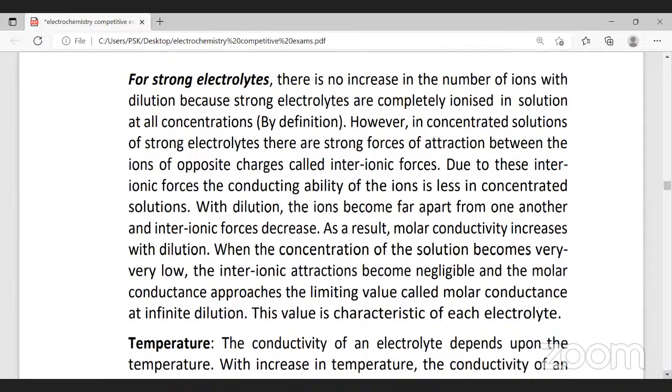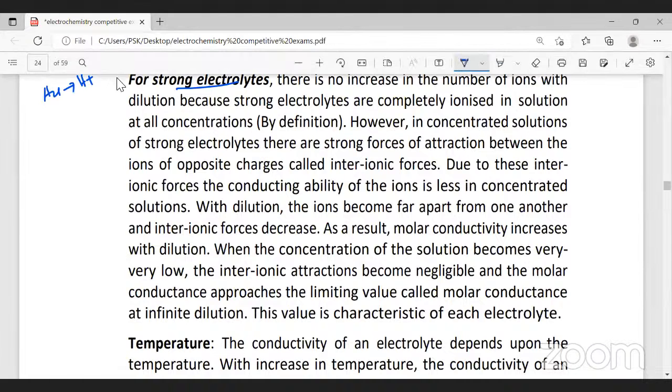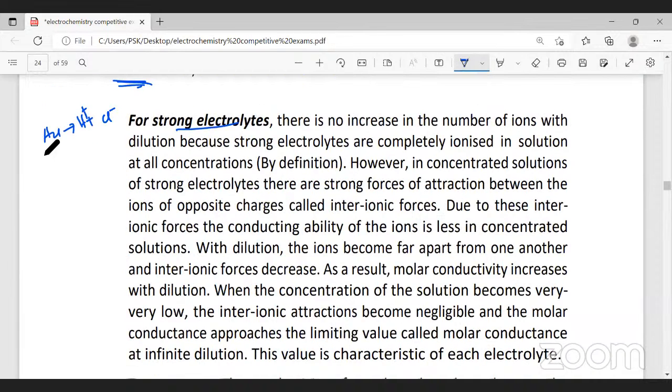Now, weak electrolyte: as you dilute, dissociation increases and conductance increases. So degree of dissociation is equal to lambda C by lambda naught. But in the case of a strong electrolyte, the dissociation is already full. HCl will undergo complete dissociation to form H plus and Cl minus. If I take 10 HCl molecules, you will get 10 H plus and 10 Cl minus. Already the dissociation is complete.